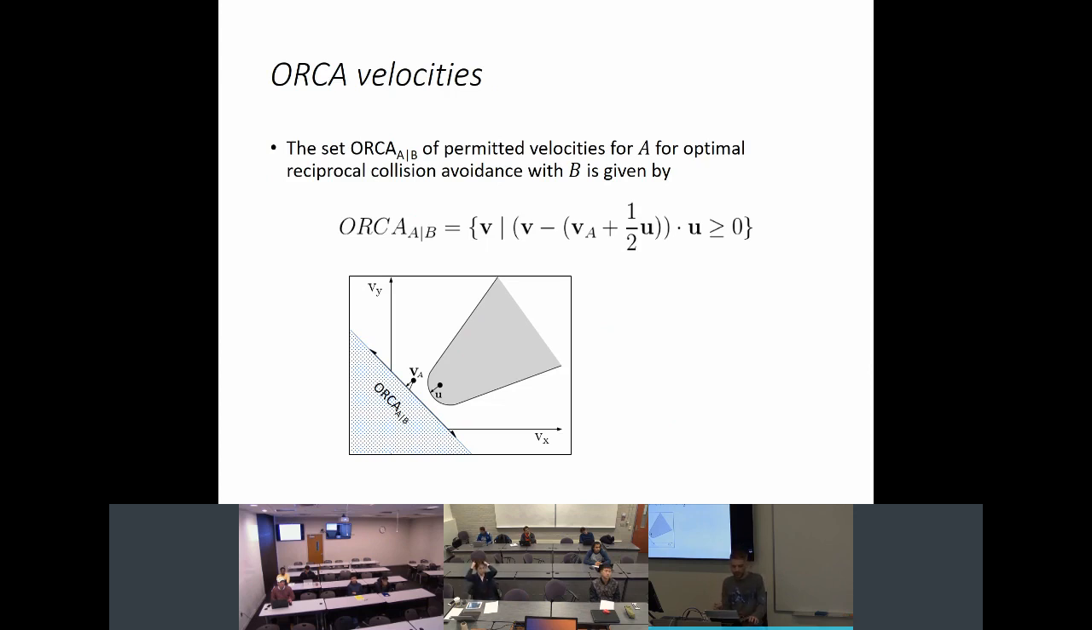So formally, the ORCA set is a half plane delimited by the line perpendicular to the vector u over here that passes through the point VA plus half u. So this is VA plus half u. I take the line perpendicular to that. In that half plane, all of these velocities are known as the ORCA set of permitted velocities that A can take with respect to B. And this is basically what this formula tells us, right? This kind of math that you see over here.